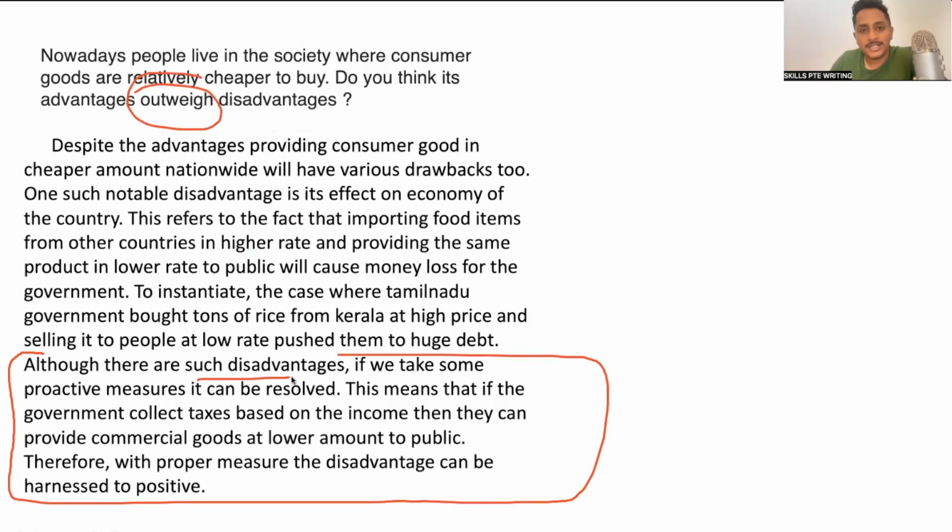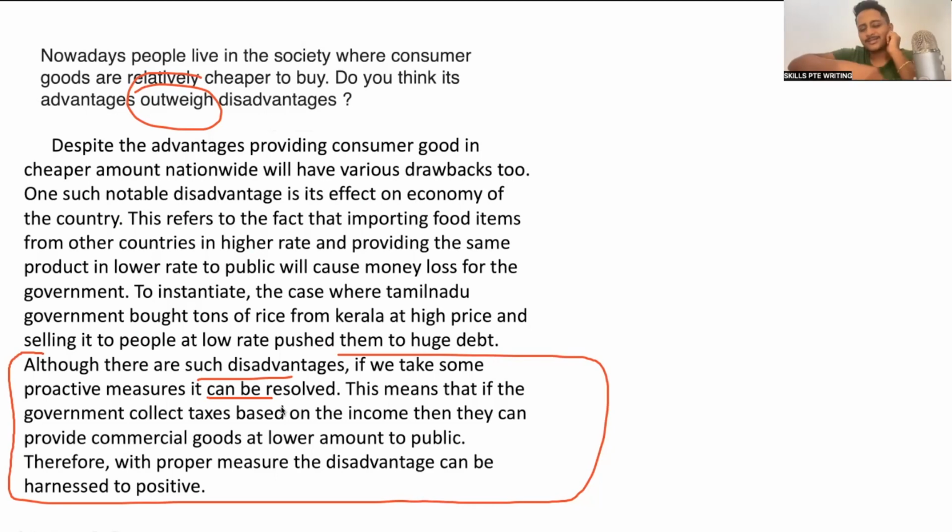Although there are such disadvantages, if we take some proactive measures, it can be resolved. In the next line, you need to write what proactive measure. This is from my template. If you just have this template, it becomes very easy to prove. You don't have to think much. You just need some time to memorize or prepare the template.